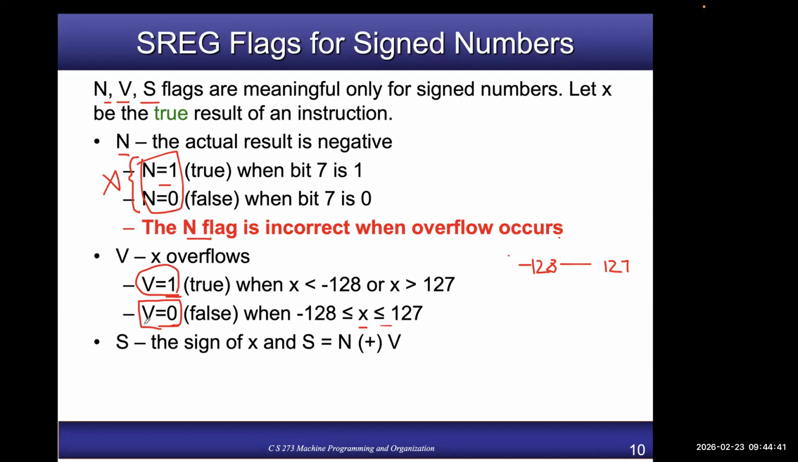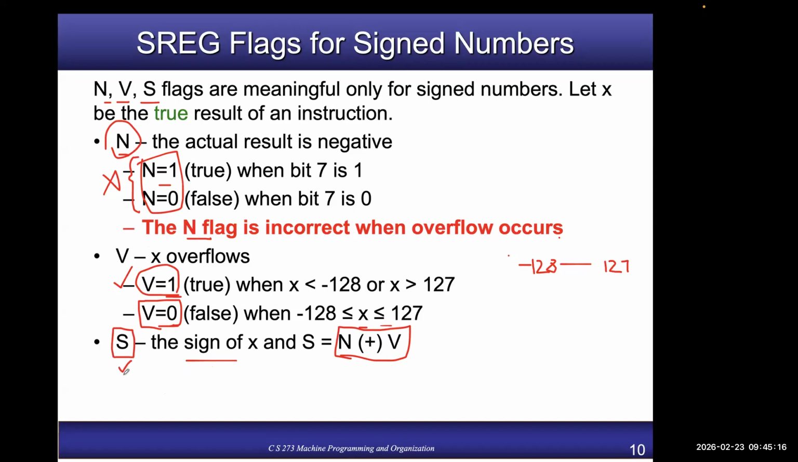Since we cannot trust the N flag when we have an overflow, we have an additional flag S, which stands for the sign flag, and it is basically the exclusive OR operation between the N flag and the V flag, right? And this S flag always gives you the correct information. Remember, N gives you the correct information only when there is no overflow, but when there is overflow you cannot trust N. However, the sign flag always tells you the correct information.